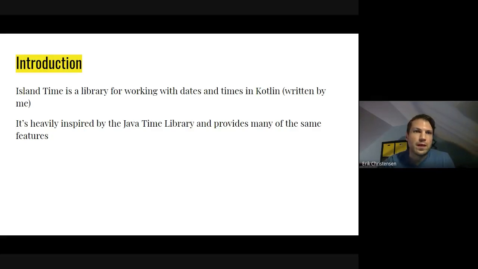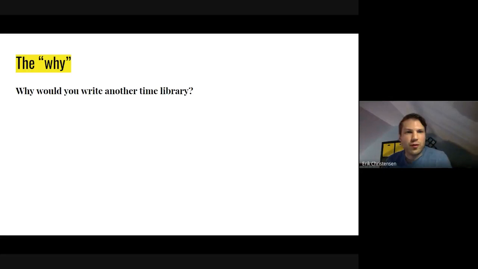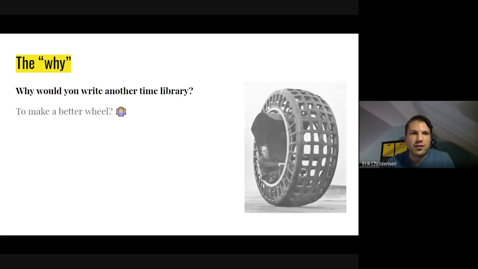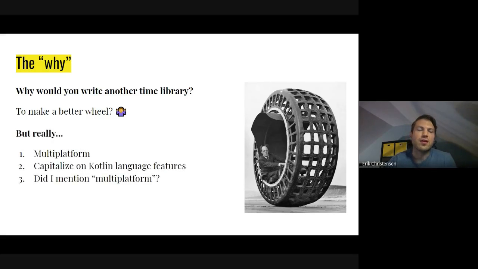So moving on. Island Time is a library for working with dates and times in Kotlin. It's heavily inspired by the Java time library and provides many of the same features. So that kind of begs the question, why? Why would you write another time library? And I guess to make a better wheel. But really, though, the number one reason is multi-platform. We'd also kind of like to be able to capitalize on some of the features of the Kotlin language. And did I mention multi-platform?